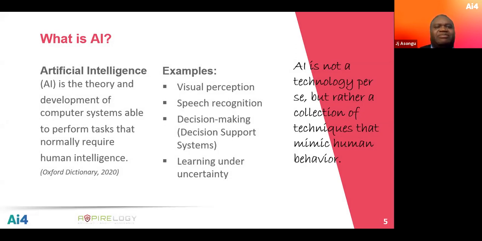Artificial intelligence is basically a theory and a development of computer systems able to perform tasks that are normally done by human beings or require human intelligence. So that is what artificial intelligence is. And artificial intelligence would include things like visual perception, speech recognition, decision support systems, and learning under uncertainty.